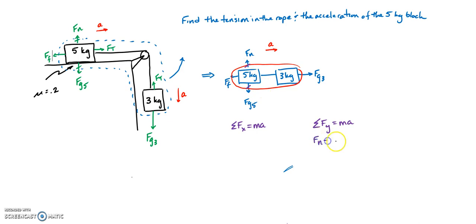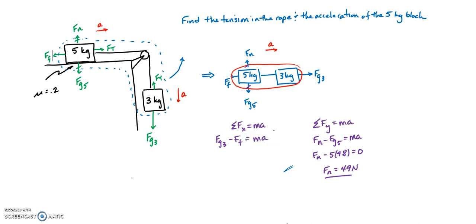So force normal minus the force of gravity acting on the 5 equals ma, and then Fn minus 5 times 9.8 equals 0, because we have no acceleration. So that means that the normal force is equal to 49 newtons. All right, so that's a fun thing to know. So then I'm going to go over into the x-plane, and I'm going to set up my net force equation. So now I'm going to write Fg of 3 minus the force of friction equals ma.